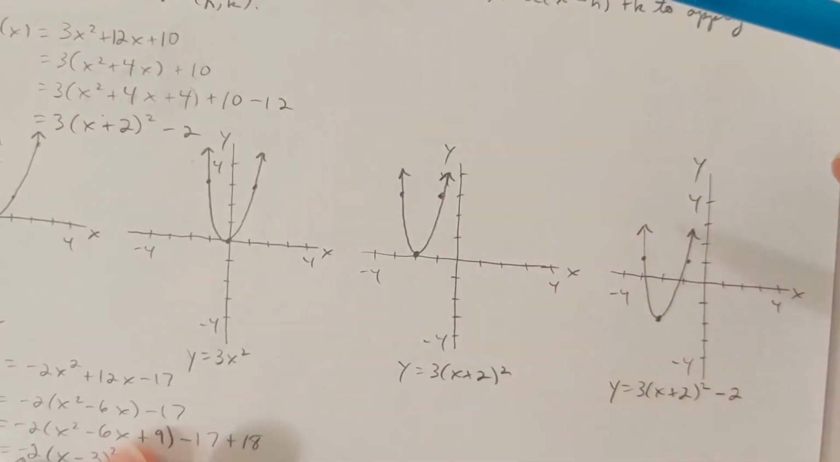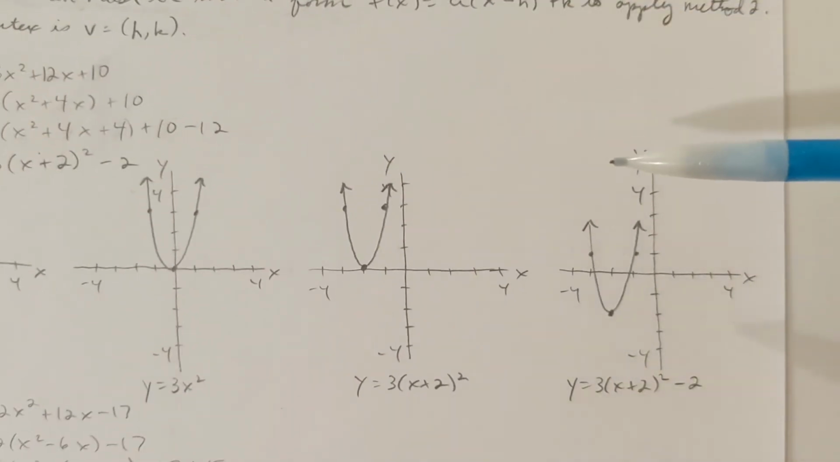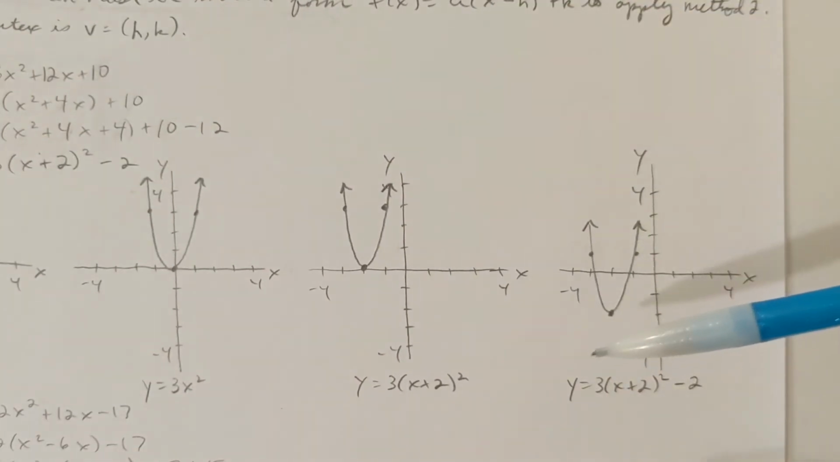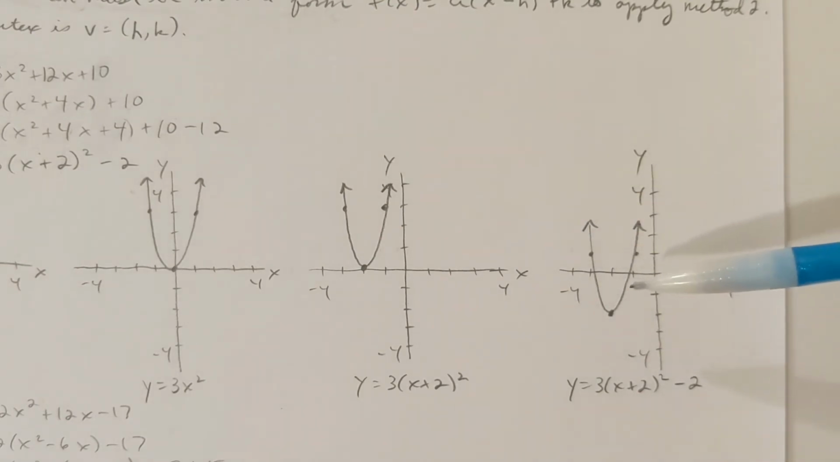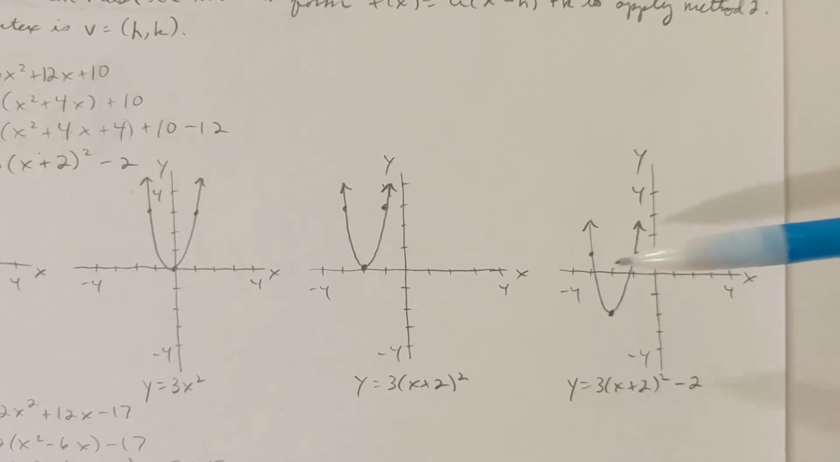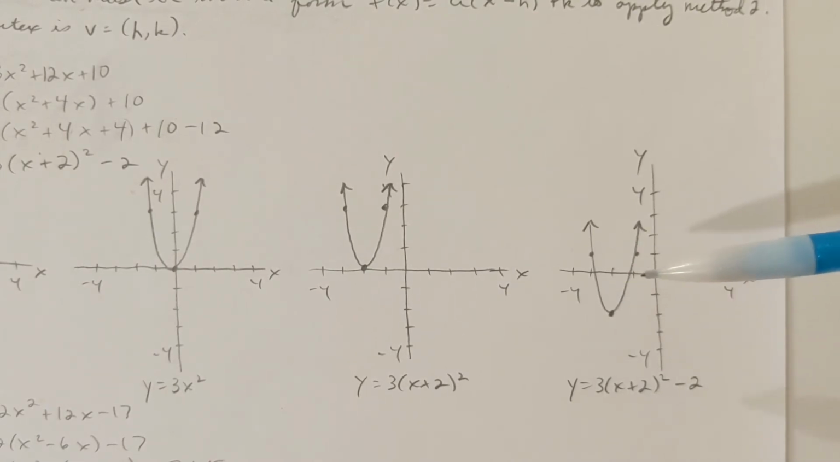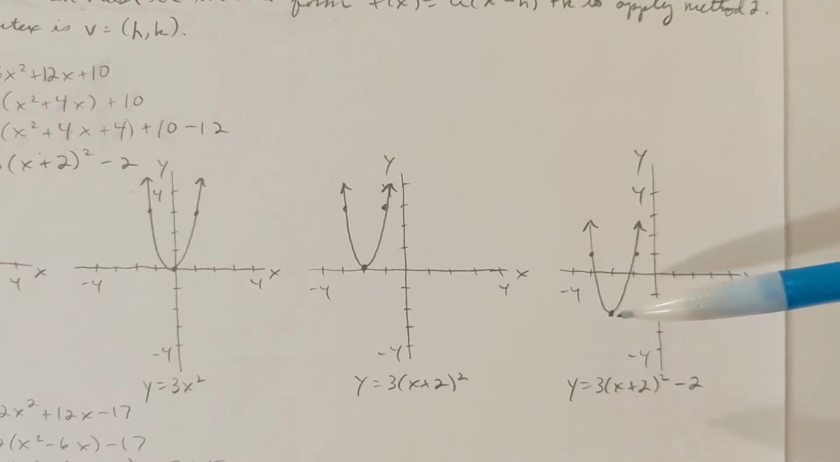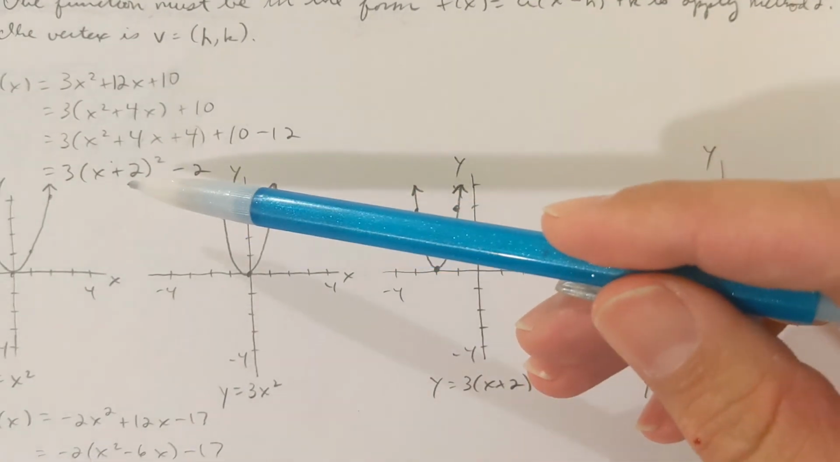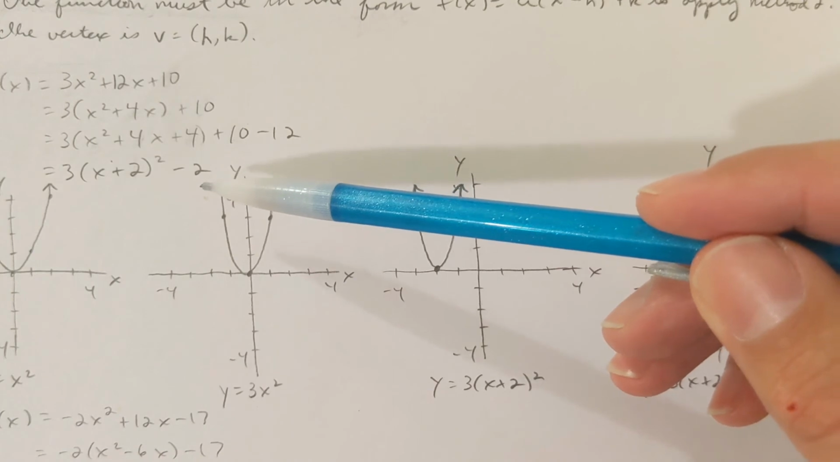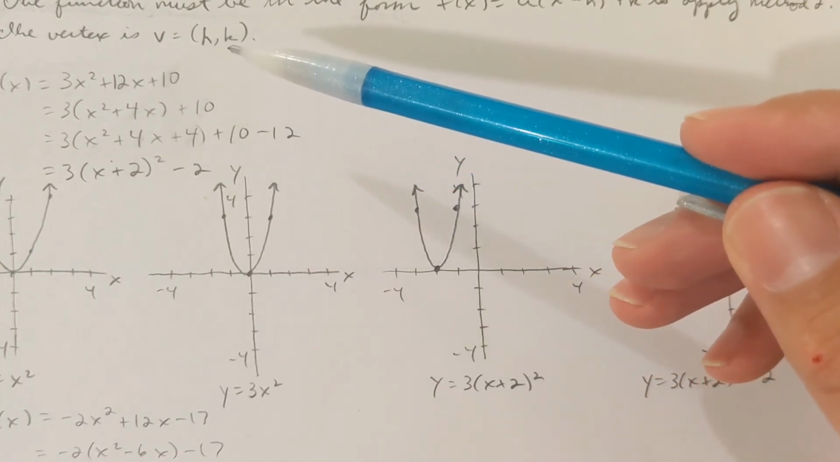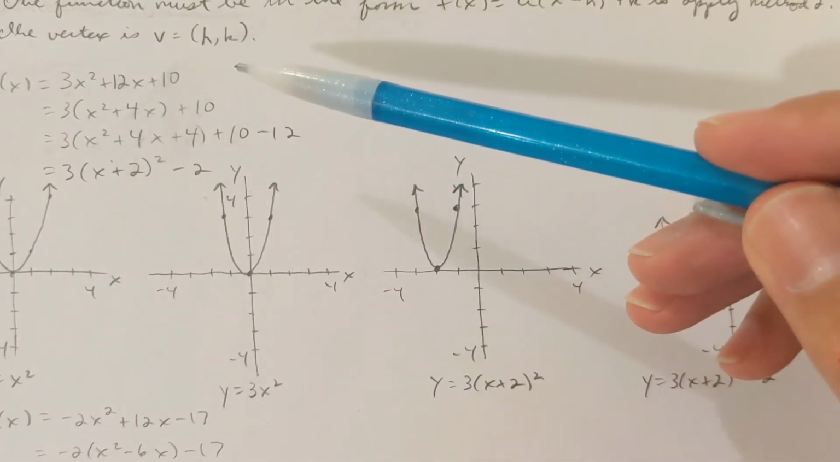The last graph is my answer. Y equals 3 times (x plus 2) squared minus 2. So the minus 2 would indicate a shift downward of 2 units. Negative 2 is on the graph. And by the way, that would be the vertex, (negative 2, negative 2). (h, k) is the vertex. Okay?